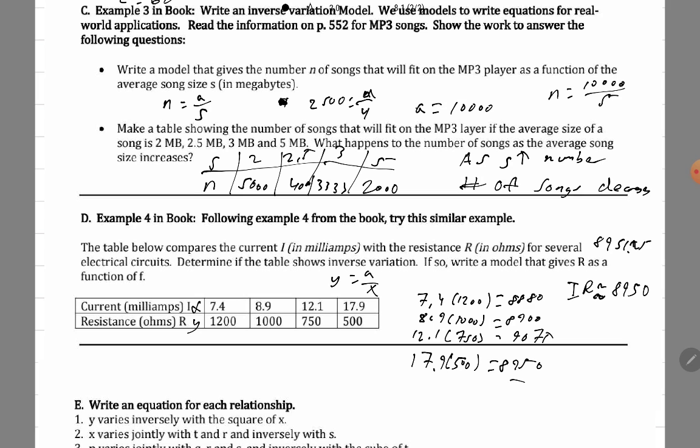So hopefully this one's not too confusing. The only reason why it does show inverse variation is because these numbers are quite close. They're not a huge difference from each other. If there were a huge difference, then there would be no evidence of inverse variation. So we're saying that our a value here is about 8,950.